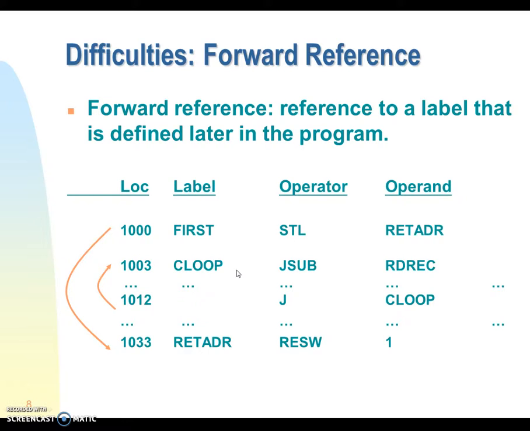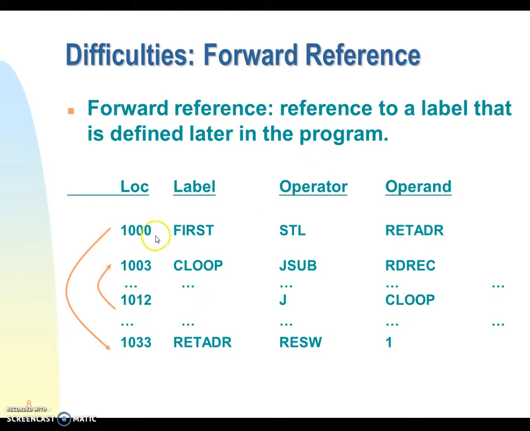Here, before coming to the working principle of the different types of assemblers, first we need to understand the difficulties in designing an assembler. The main problem here is forward reference. What do you mean by forward reference? A forward reference is a reference to a label that is defined later in the program.